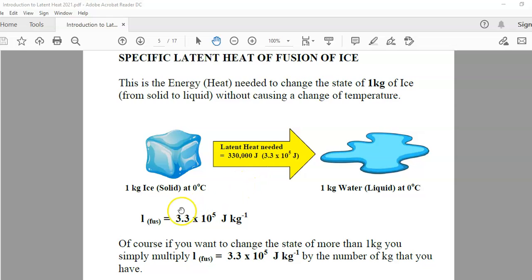That number is normally written in scientific notation, 3.3 by 10 to the power 5, and it's that number of joules per kilogram. So the specific latent heat of fusion of ice is the amount of energy needed to change the state of 1 kilogram of ice from solid to liquid without causing a change of temperature. This is the exact number of joules per kilogram needed to do that. And of course, if you're trying to melt more than 1 kilogram of ice, you simply multiply this number by the number of kilograms you have.